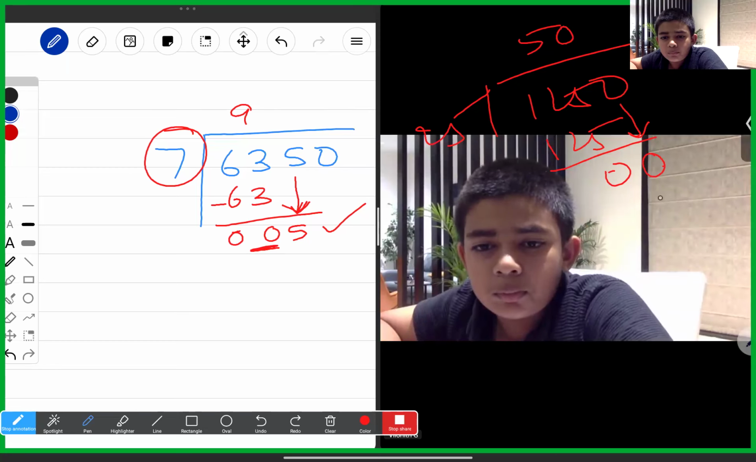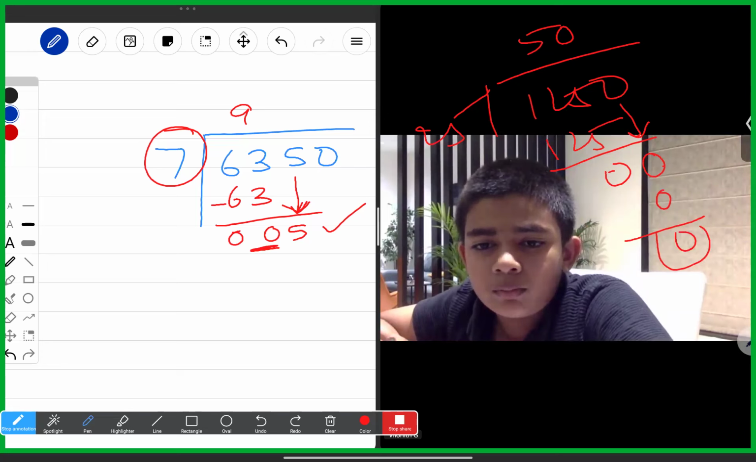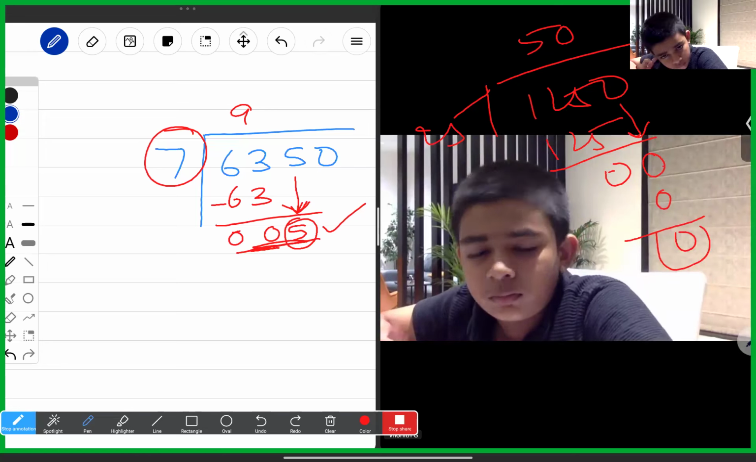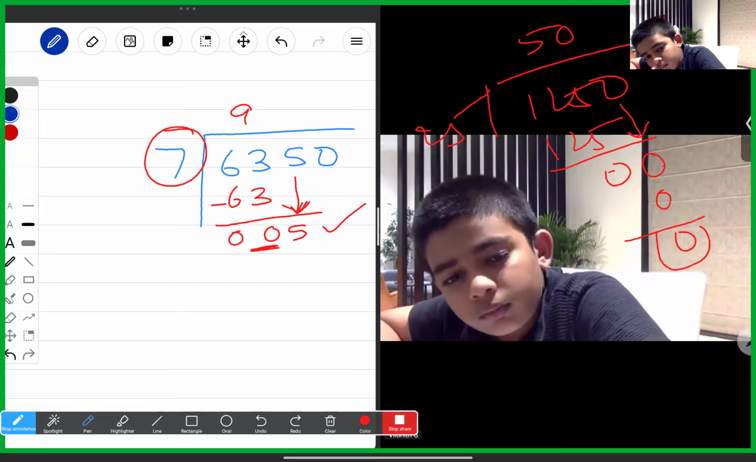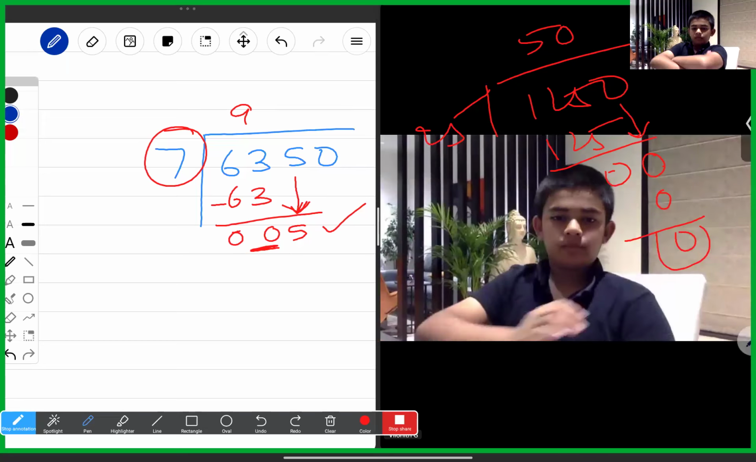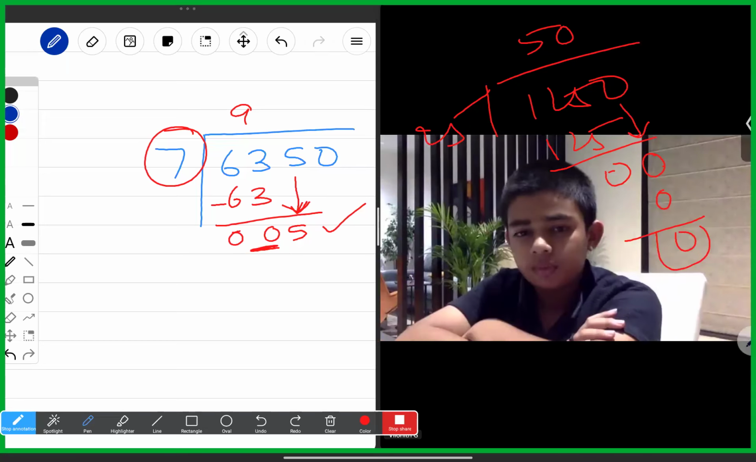So 250, 0, I took it. Similarly, this 5, whatever we brought down, the number here is 5 now. 5, you have to divide it. You cannot bring the second 0 down. The other 0 down in this step itself.